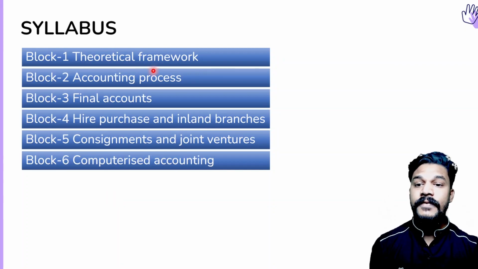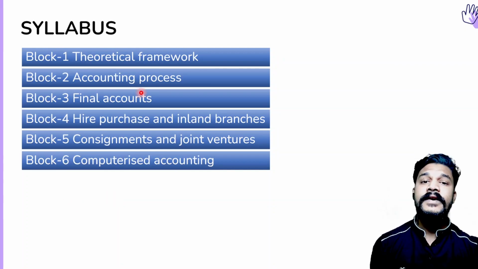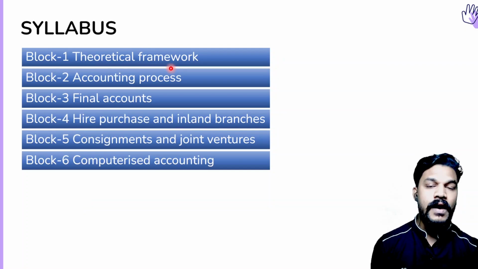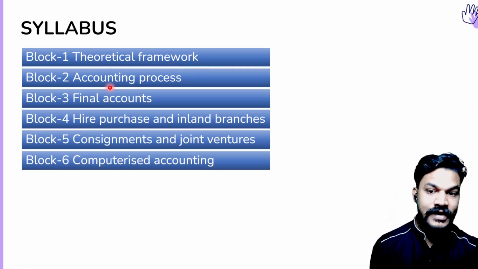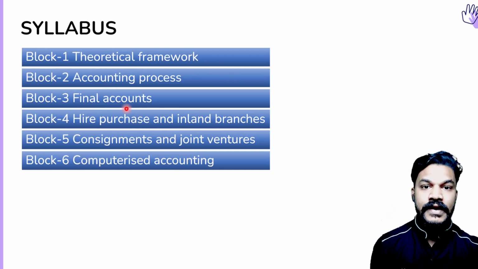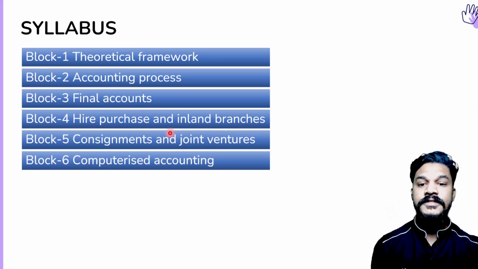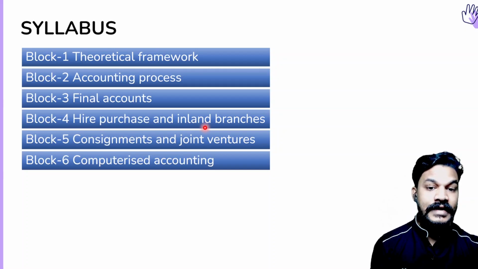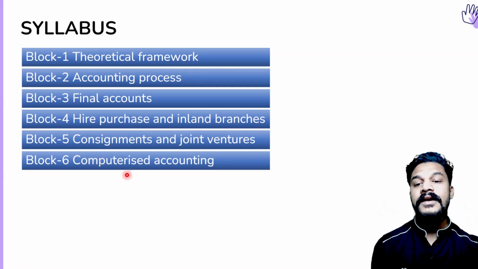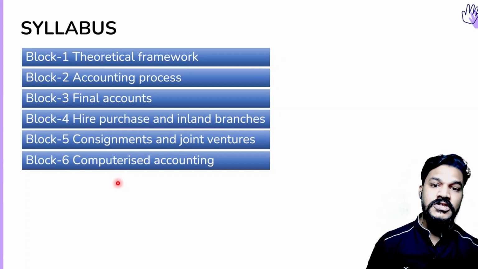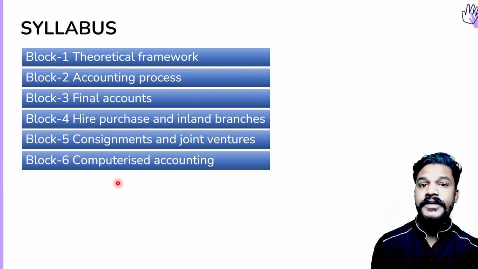So as you see here, there are 6 blocks. The first one is theoretical framework of accounting. Then the second one is the accounting process, that explains the accounting process, and the final accounts, the types and preparation of final accounts. Then hire purchase and inland branches, and the fifth one is consignment and joint ventures, and the last, computerized accounting. So these are the categories into which our paper is divided into different blocks. So there are 6 blocks.